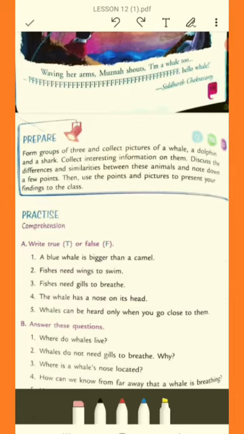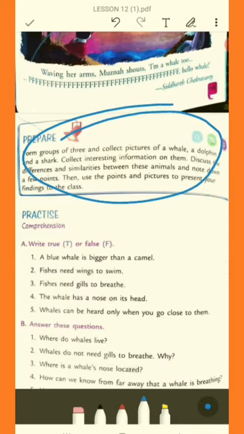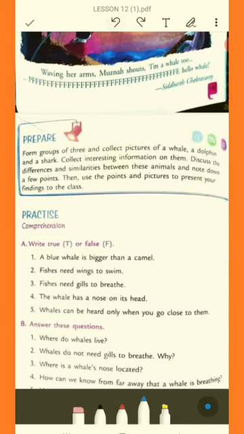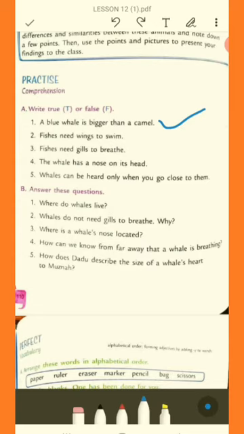Now let's take a look at the question and answer. Okay. About this preparation section, we are not discussing. Try doing them on your own. Then there is this MCQ. Let's see. First up, true or false. Right, T for true and F for false. A blue well is bigger than a camel. Is it true or false? Of course, it's true. The tick mark has to be good.